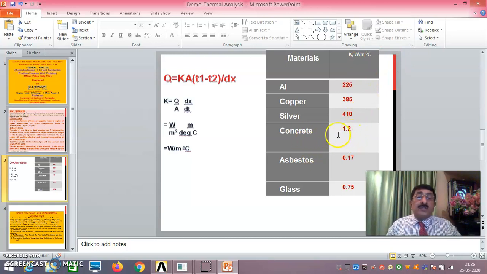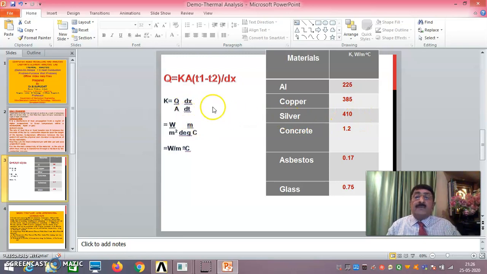For concrete, you see here, it is almost an insulator, 1.2. Asbestos 0.17. Glass is 0.75, very low. It is almost like an insulator. The rate at which heat energy is transmitted is very low when compared to aluminum, copper, silver and all that, where the rate at which heat is transmitted is very high.